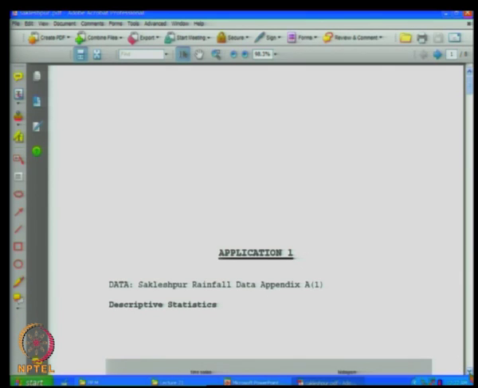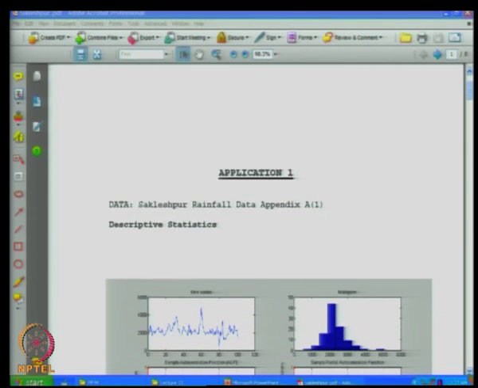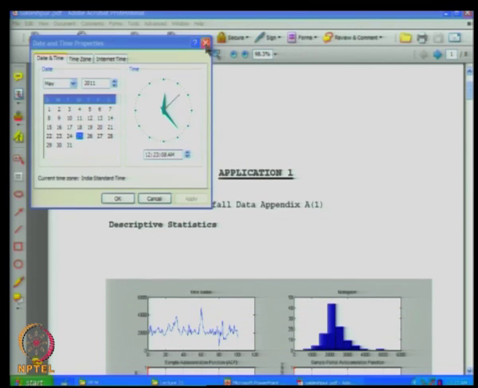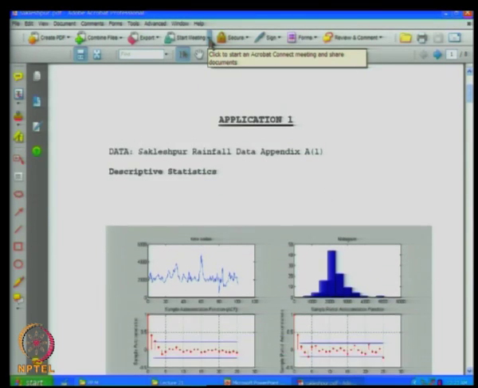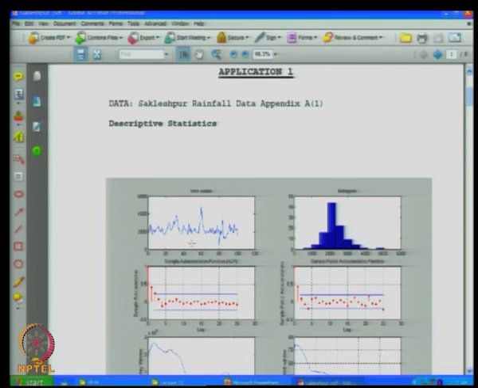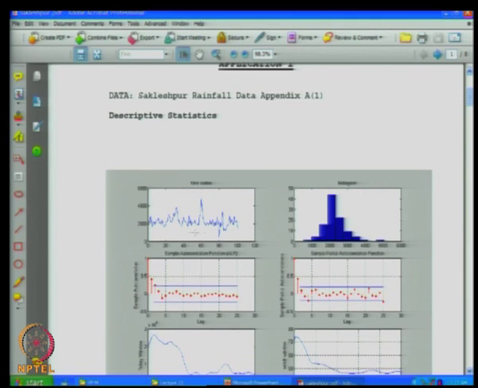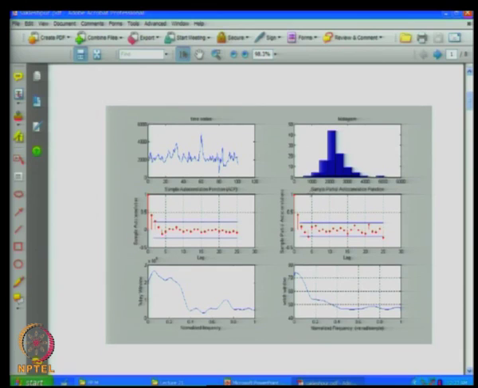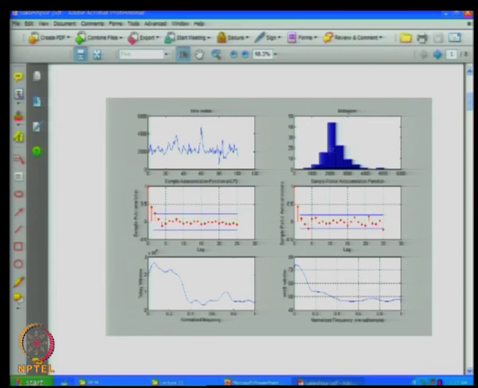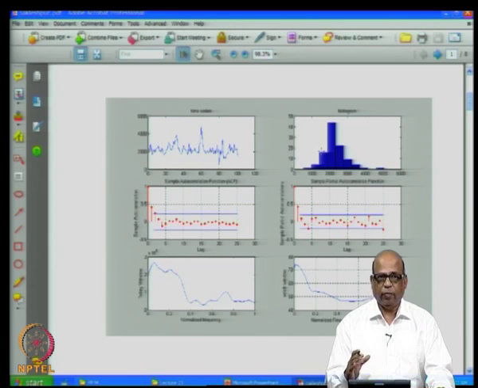So, the Sakleshpur rainfall data is given. I will also supply you the data with this, and then first you look at how the data appears by itself. Let us say you are looking at the time series, all of this I have explained. You also formulate the histogram. This is the original time series. How do I formulate the histogram? You divide the data into several class intervals and look at the frequency, how many values have appeared in, let us say, between 1000 to 2000 and so on. So, like this you formulate the histogram. The histogram along with the time series gives you an indication of how the values are distributed.